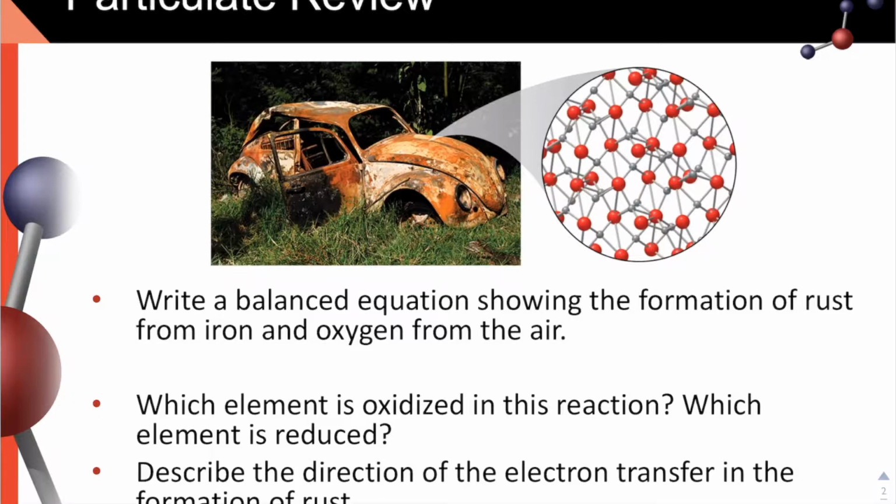The question here is going to be, write a balanced equation showing the formation of rust from iron and oxygen. And we're going to be trying to identify what's being oxidized, what's being reduced, and describe how the electrons are being transferred. So the one thing I will tell you right off the bat is that the product is going to be Fe2O3, because iron has different components and there's different iron oxides, but that is the major form in which rust is in.